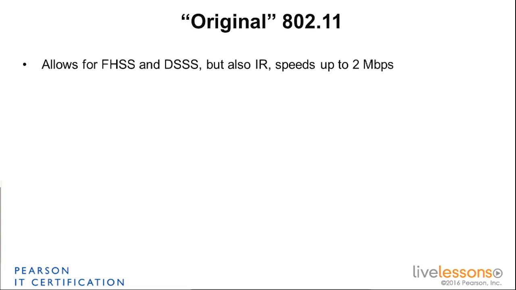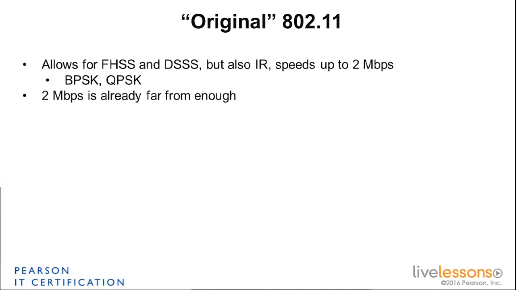So infrared was there, but it came out of the protocol later on. FHSS was there, it's still there, but it's unused. And the DSSS was there, and this one is still used today. So you have in the DSSS fashion BPSK, QPSK that we saw together. 2 megabits per second is nice, but even in '97, that is not very fast.